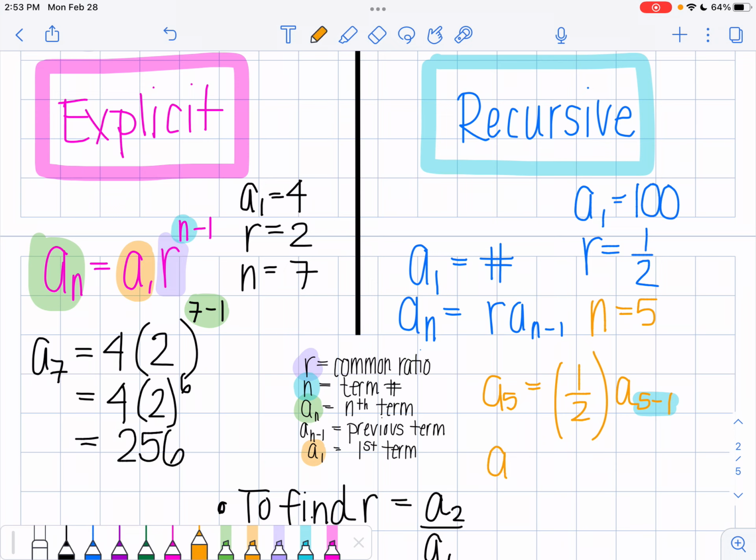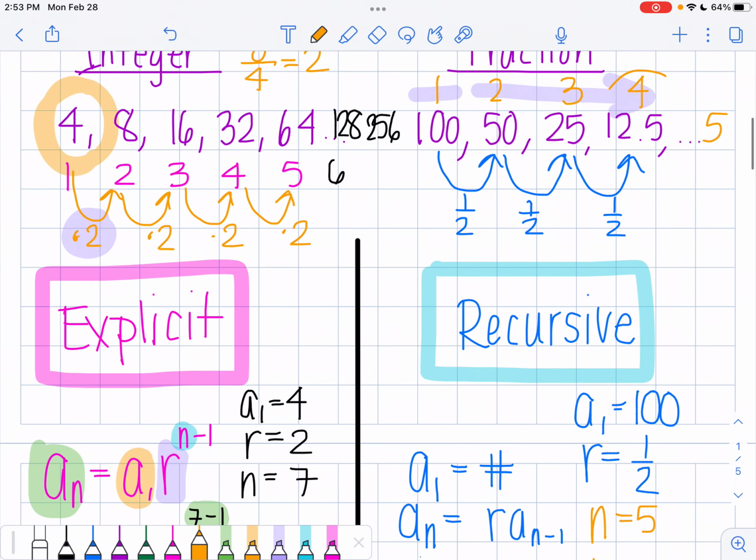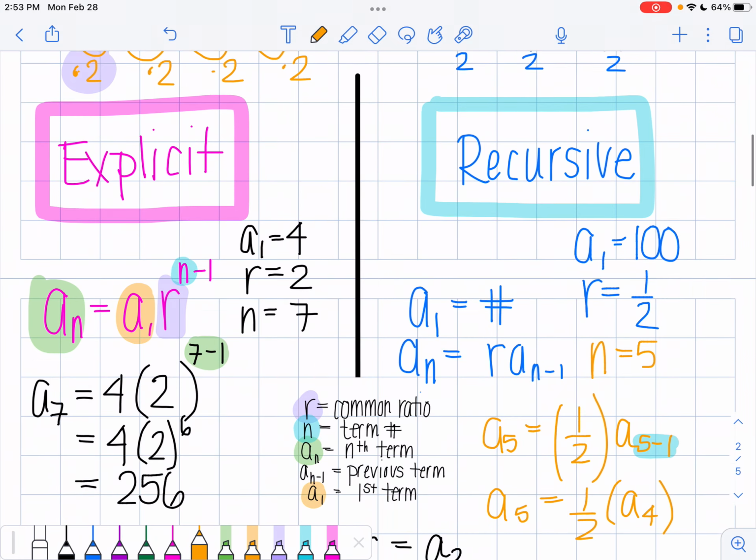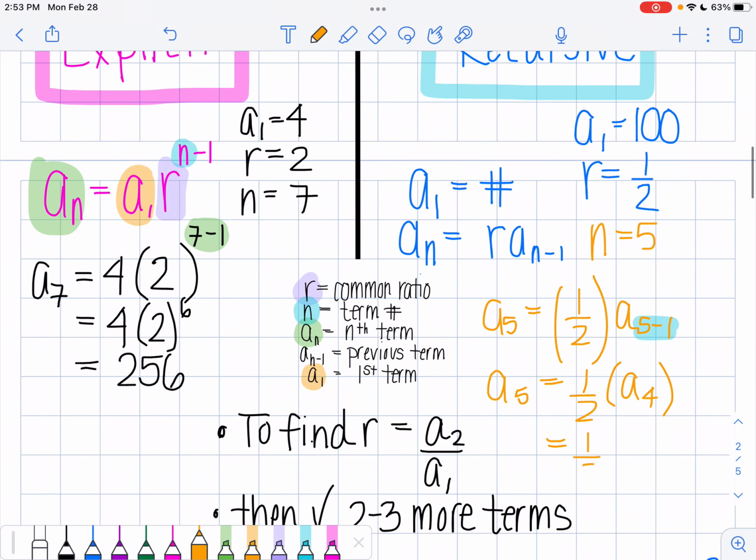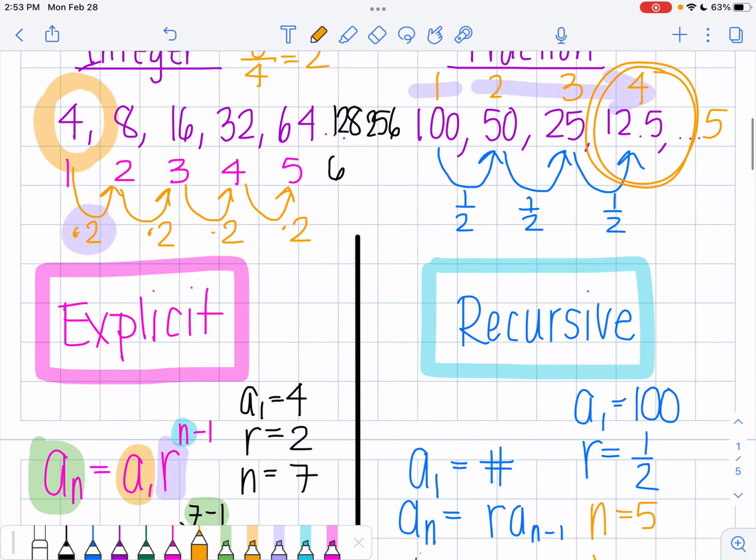So this becomes 1/2 times the 4th term. I come back up here and I see that my 4th term is 12 and a half. So this is 1/2 of 12 and a half. Half of 12 and a half, and feel free to use a calculator if you can't do this in your head, gives you 6.25. That would be your 5th term, which comes next in the list. So does it make sense that 1/2 times 12 and a half is 6.25? Okay, so that's how these work.